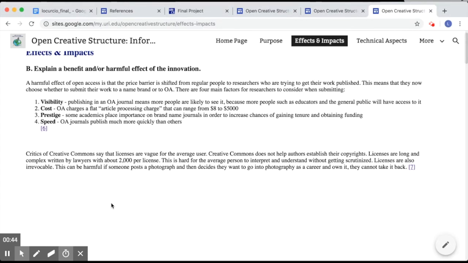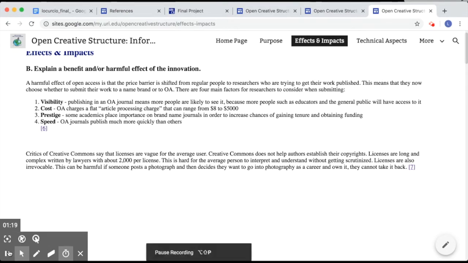Critics of Creative Commons say that licenses are vague for the average user. Licenses are long and complex, written by lawyers with about 2,000 words per license. This is hard for the average person to interpret and understand without getting scrutinized.